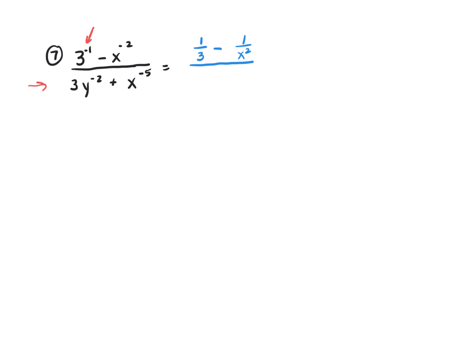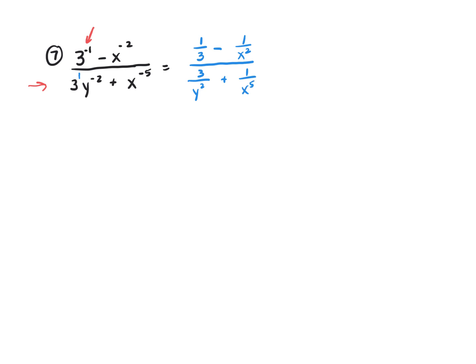Now move to the denominator, and that's 3 to the 1. There's nothing wrong with that. So leave that as 3 over y squared plus x to the negative fifth. That's going to be 1 over x to the fifth.